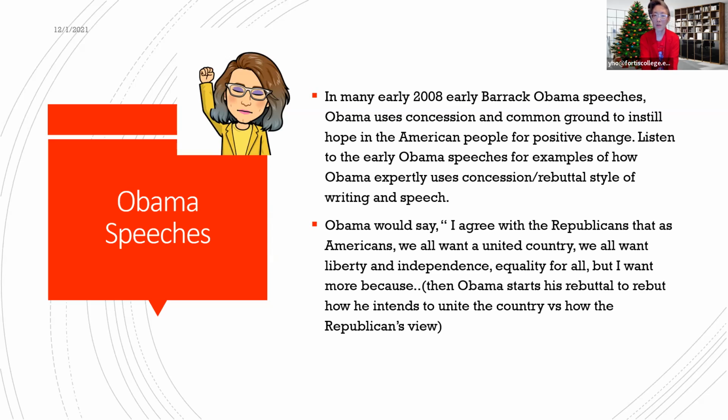But I want more, because in my administration, he would say, I will institute positive change and I will prevent gridlock in the American government. And so then he pivots over to his point of view and differentiates himself from the rest of the pack, the other candidates. And as a Democrat, I promise you I will pass this bill, that bill. So you talk about the other side, the Republicans, and Obama being a Democrat will then pivot over.